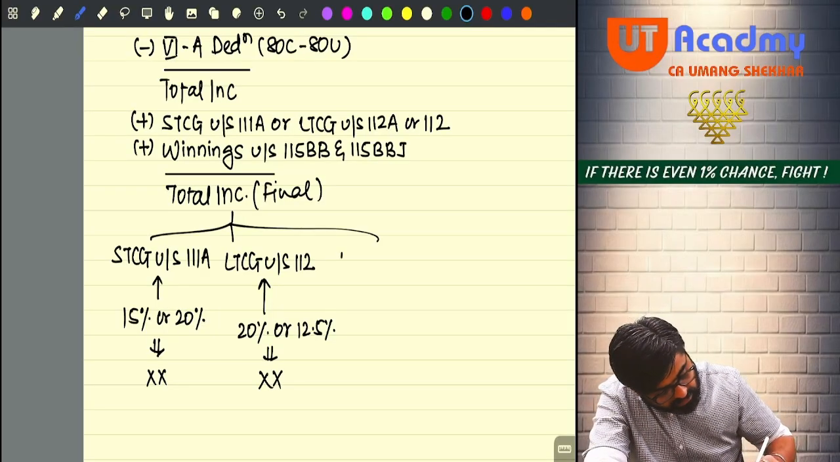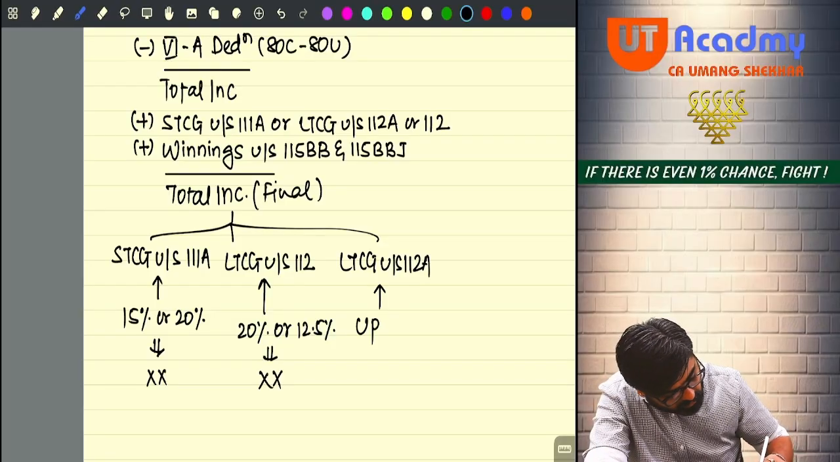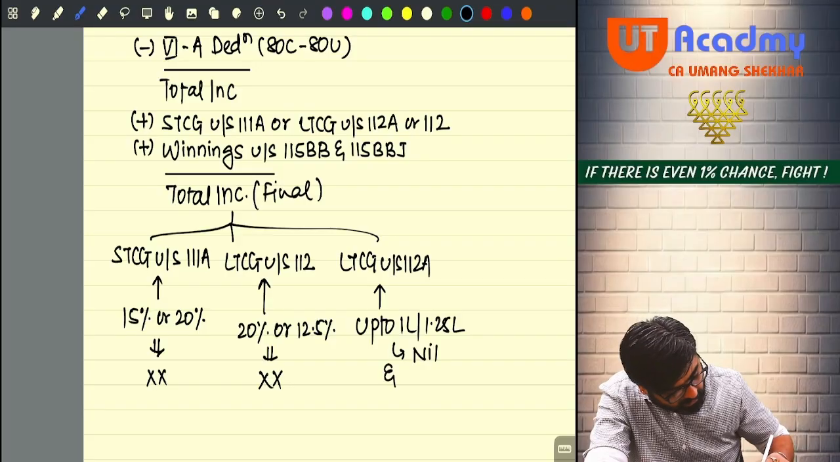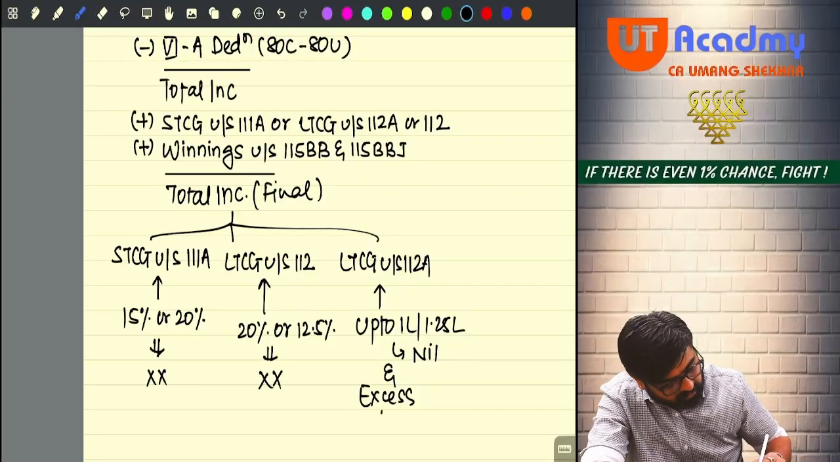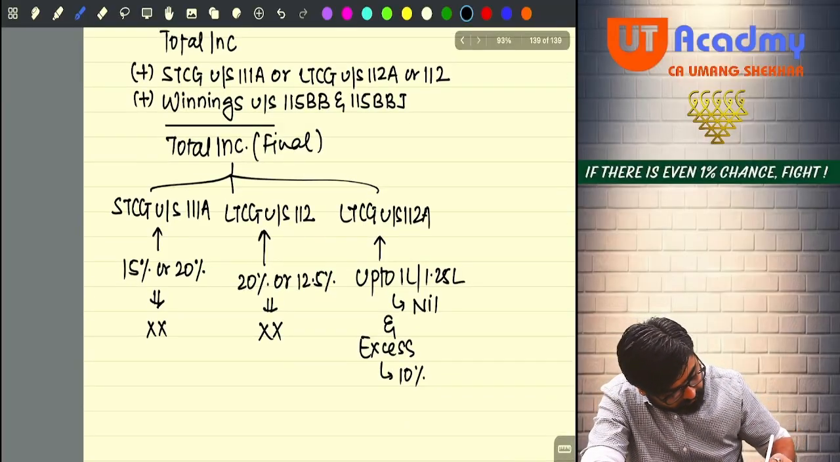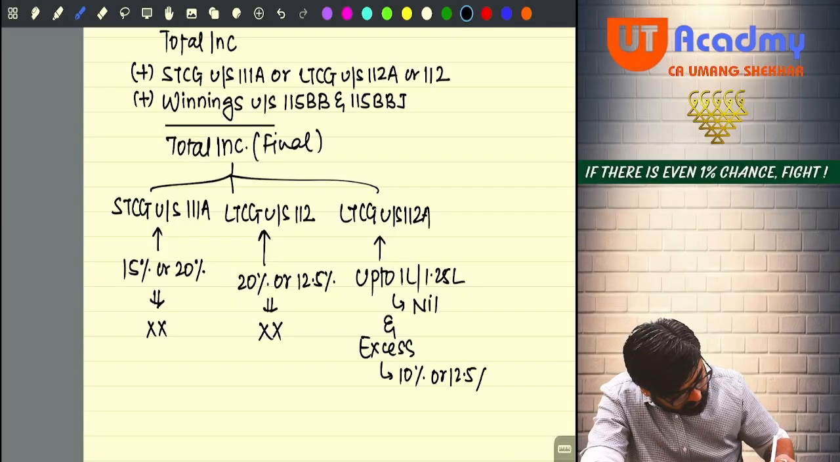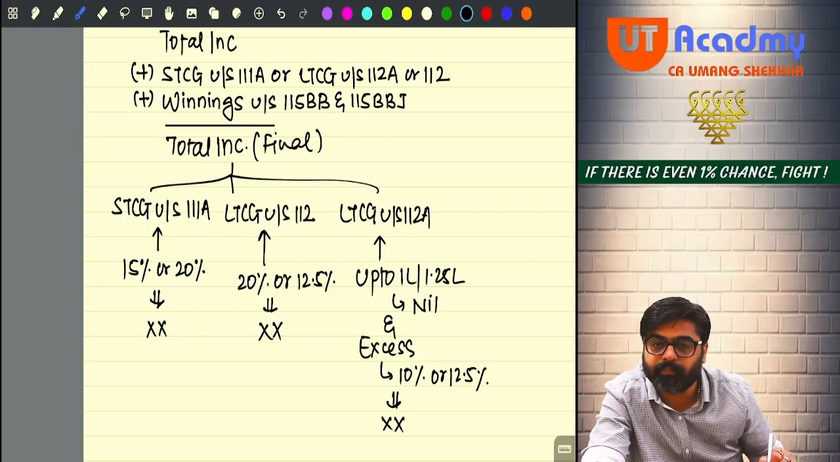Now, there will be long-term capital gain under section 112A. On that, up to 1 lakh or 1.25 lakhs, you will not pay any tax. And on the excess over and above 1 lakh or over and above 1.25 lakhs, as the case may be, you will apply either 10% or 12.5% as the case may be. And then you are going to get a tax amount over here.